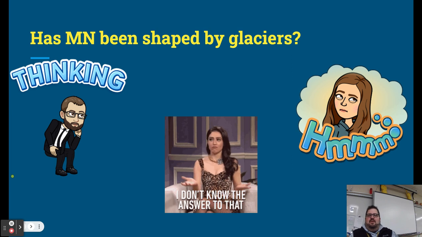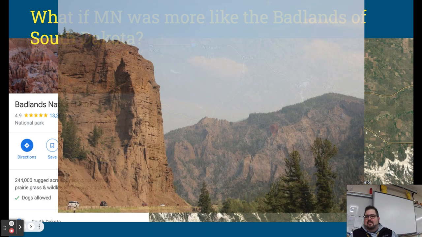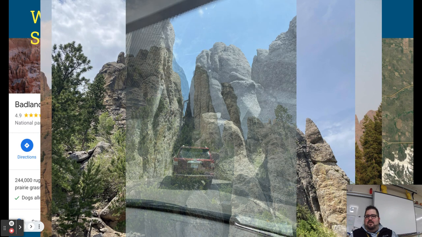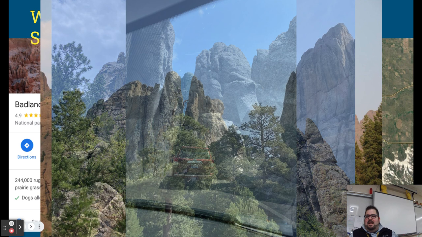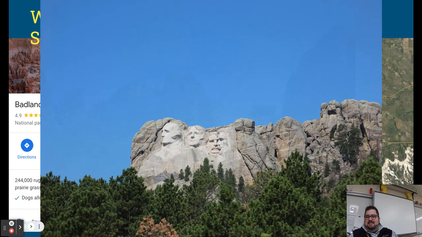Has Minnesota been shaped by glaciers? What if Minnesota was more like the Badlands of South Dakota? Mrs. Anderson brought in some really cool pictures from her family trip to the Badlands. So you can see what the Badlands look like and think that Minnesota used to look like this.